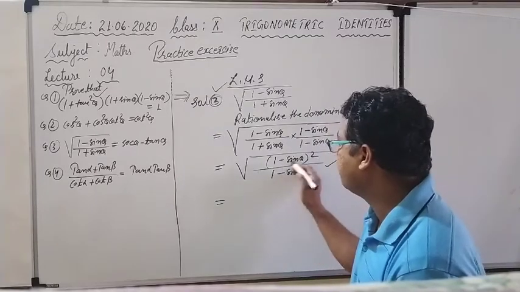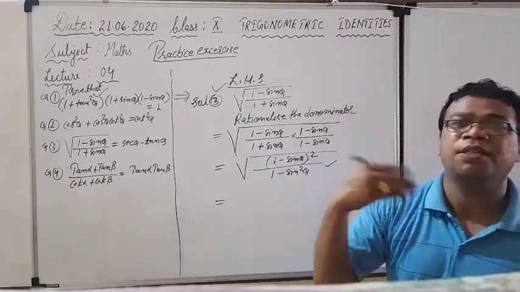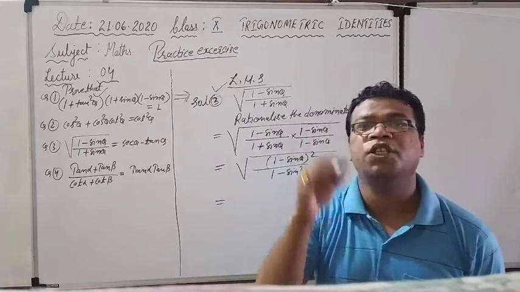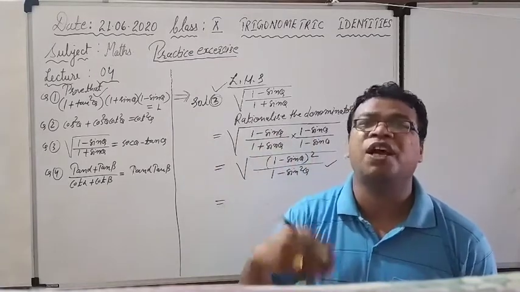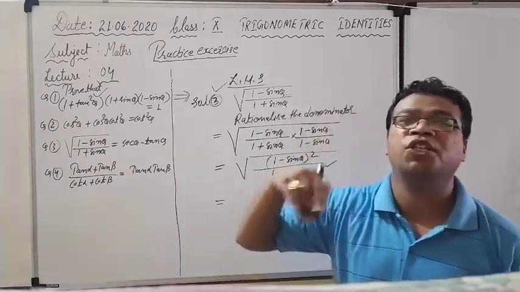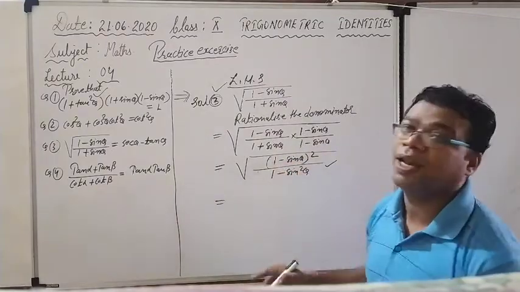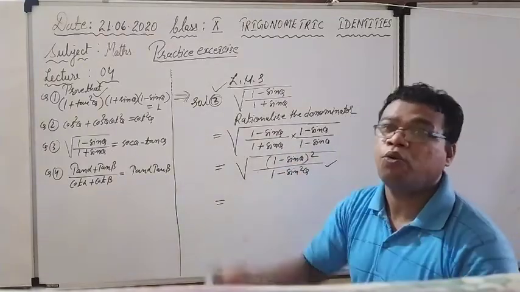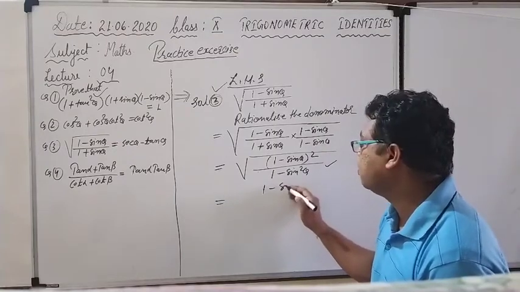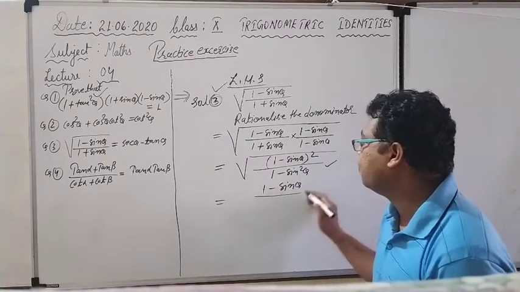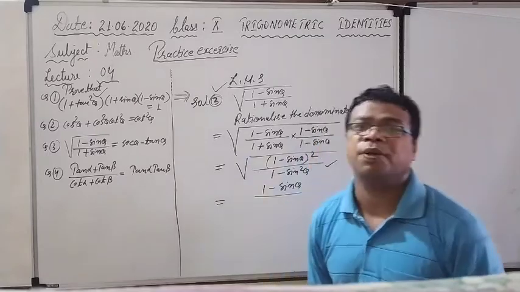From the upper side, 1 minus sin theta is present in the square. So any term which is present in the square, making a pair, will be free from the square root. So this 1 minus sin theta I can take out from the square root, and it will give me 1 minus sin theta only. This became free from the square root because it was present as a pair.